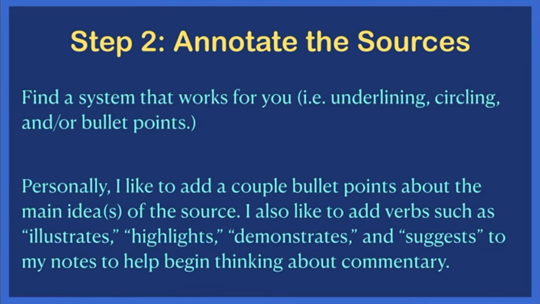Another tip would be that if there is a visual text pretty early on, especially if it's like a cartoon or a photograph, if it's like source A or source B, you might want to just skip that and come back to it, because sometimes it's really difficult to understand the significance of a visual text if you haven't read the other sources.